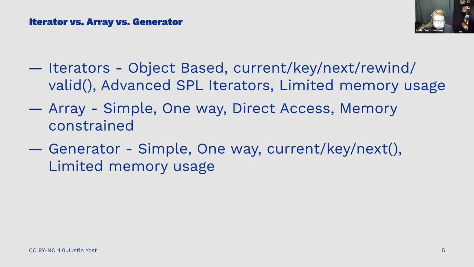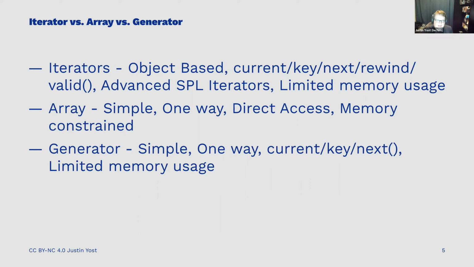We have the array, which we're probably all pretty familiar with. Arrays are really simple. They're probably one of the first data structures that we wind up writing in PHP. They're one way: when you loop through an array, you can only go one way. You'll notice in the iterator, since we have that rewind function, we can go backwards. In an array, whenever we're iterating through it, we only have one way through, right? We just loop forward through it.